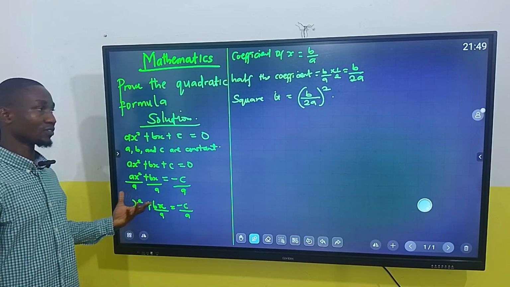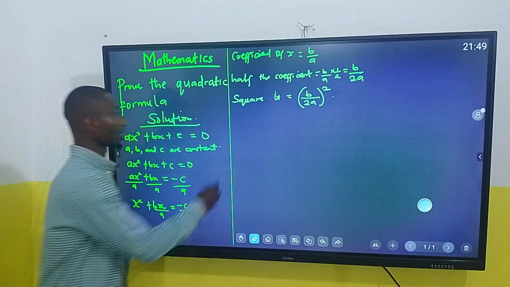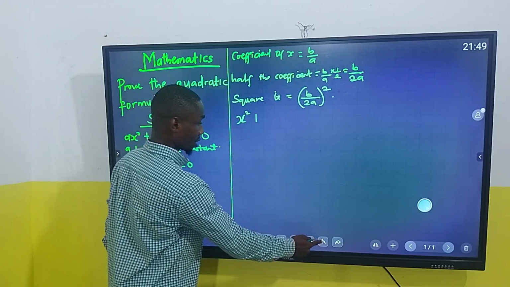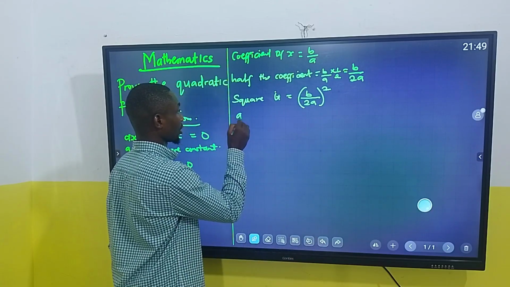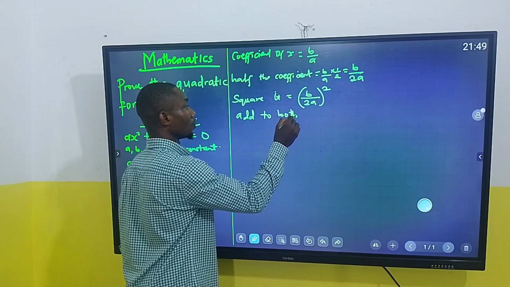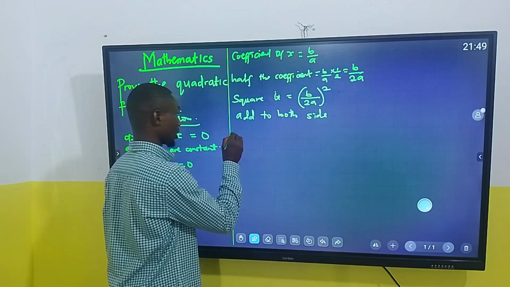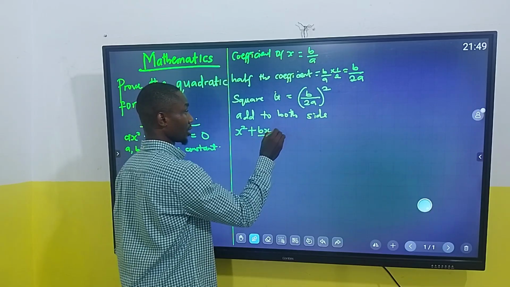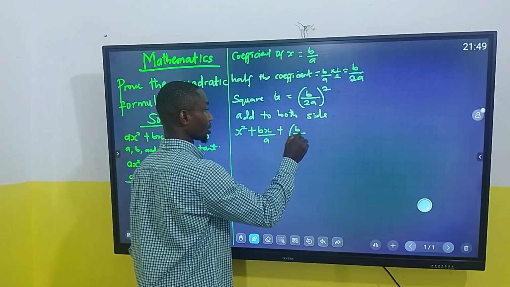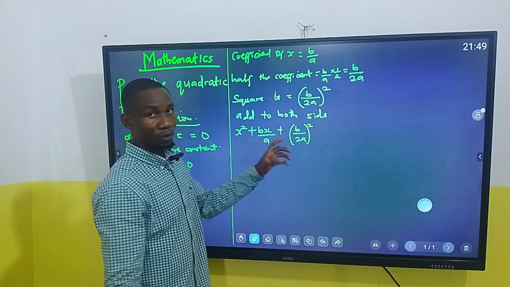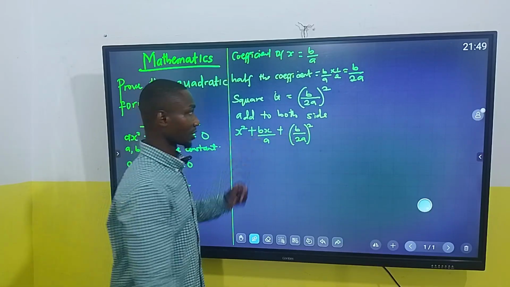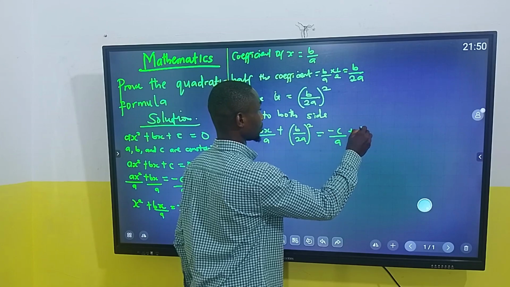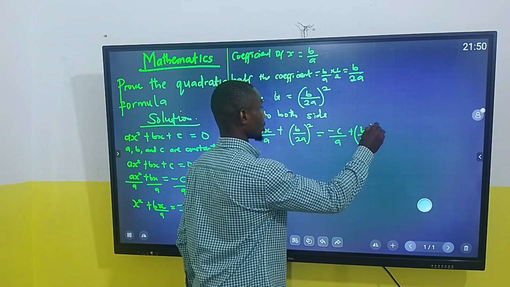But since this is an equation, whatever I do to the left hand side, I must do to the right hand side. So I add to both sides. Adding to both sides, I have s squared plus bs over a, I'm adding this b over 2a all squared. At this point, there is no point simplifying this because we'll have to factorize this part again. Then I have minus c over a plus b over 2a all squared.